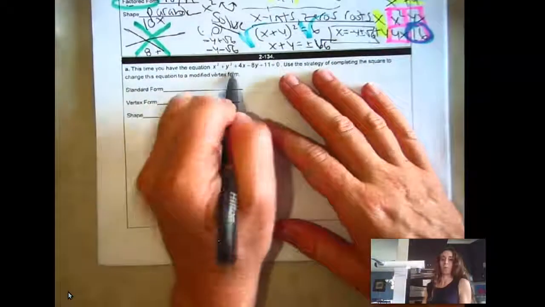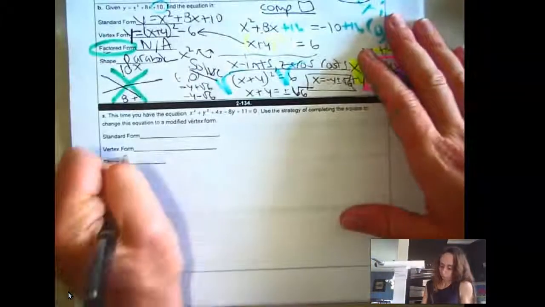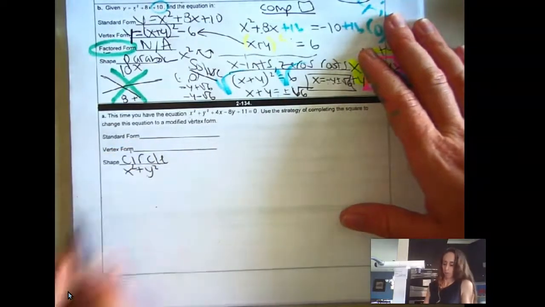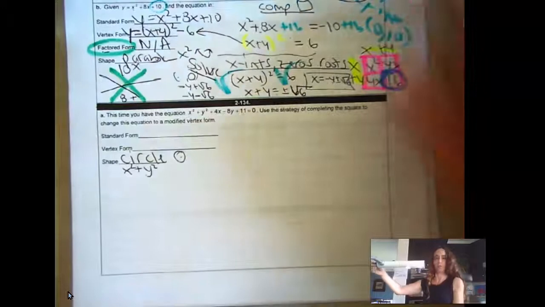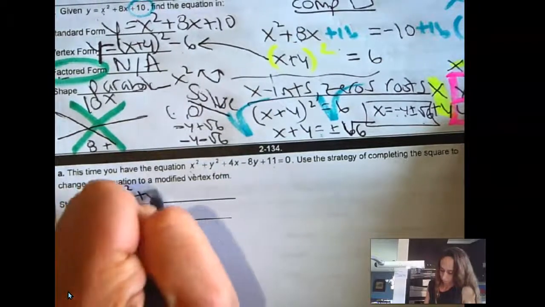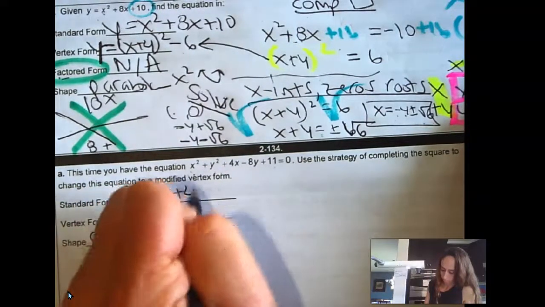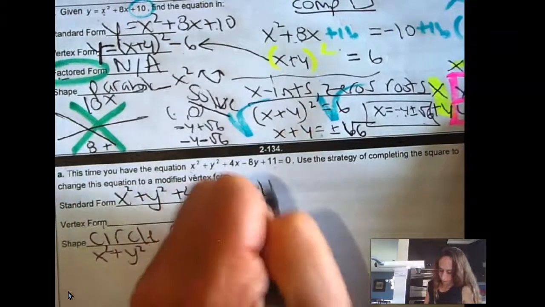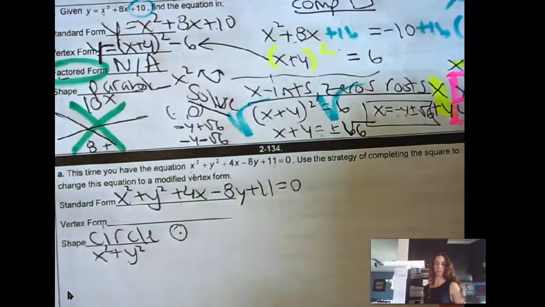So let's go back to that page and let's look. I have an x squared and a y squared, so I know the shape's going to be a circle, because it has an x squared and a y squared. So, standard form. The cool thing is in standard form: x squared plus y squared, I'm okay with that, plus 4x minus 8y plus 11 equals 0. That's fine, that's standard form.